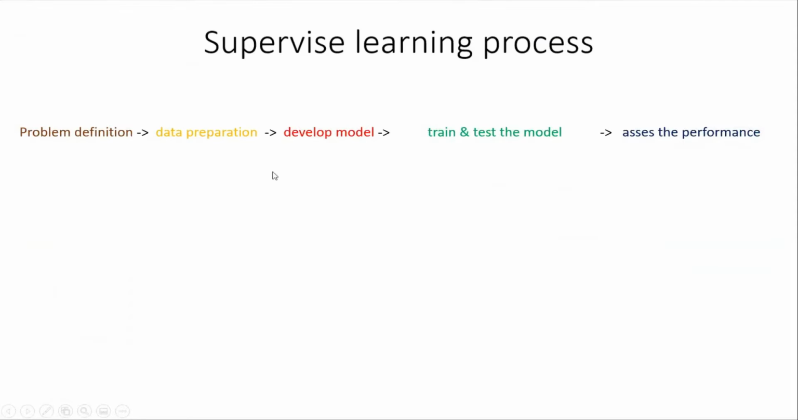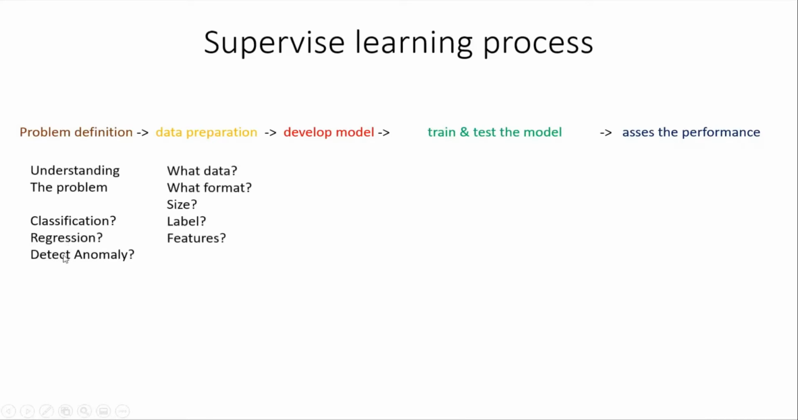So basically, these five stages are very important for you in artificial intelligence or in machine learning. So it's mandatory. The first is problem definition, understanding the problem, which has three kinds of problem here: classification, regression, and anomaly detection.